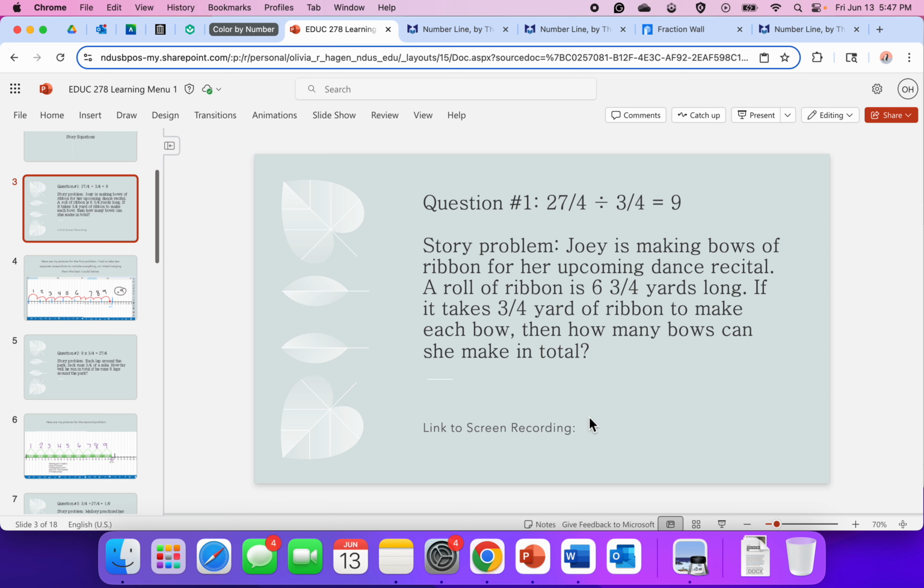For the first question, it was 27 fourths divided by 3 fourths equals 9. So the story problem I came up with was Joey is making bows of ribbon for her upcoming dance recital. A roll of ribbon is 6 3/4 yards long. If it takes 3/4 yard of ribbon to make each bow, then how many bows can she make in total?